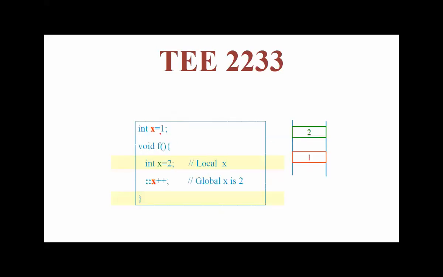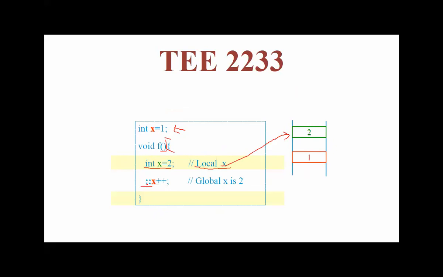So let's look at an example. int x = 1; This is our global x because it's outside the block. Then void f, that's our function. We open the block here. int x = 2; We are defining the local x. So it's given its space there.